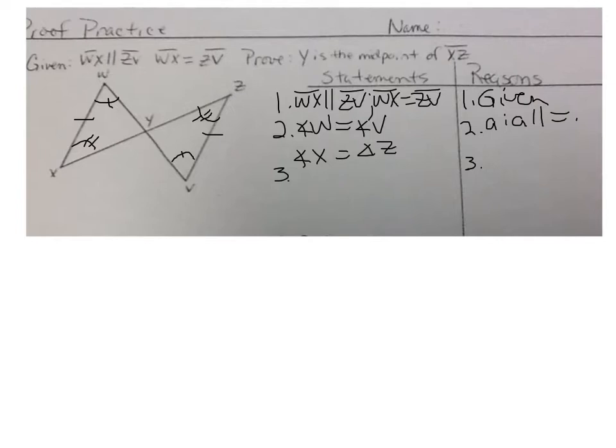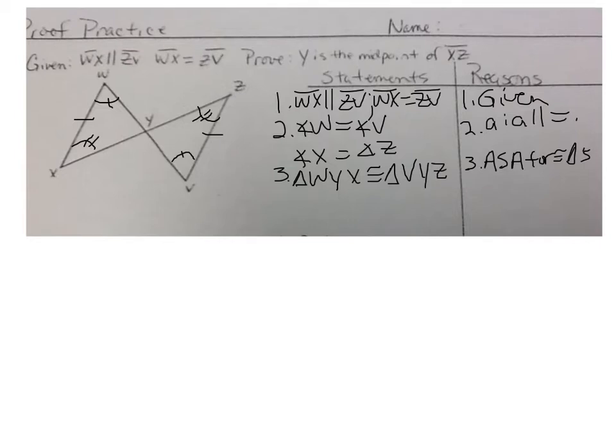So now that I have that, I can see that my triangles are congruent. The triangles are congruent by angle side angle. Angle side angle for congruent triangles. And let's see, how will we name them? I'm going to say triangle WYX is congruent to triangle VYZ.